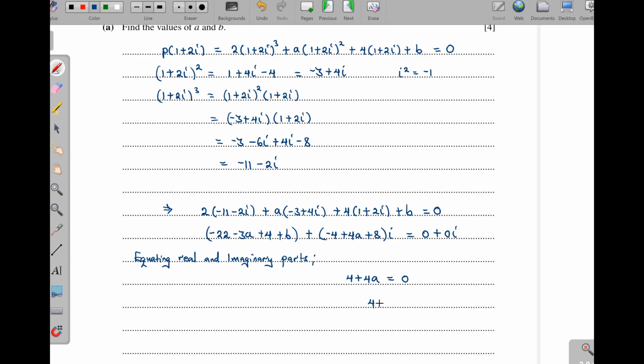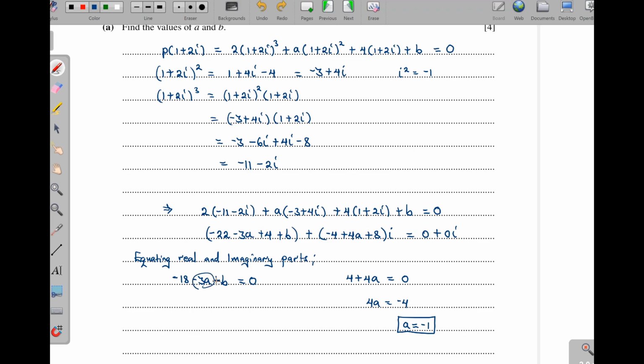So meaning here our 4a shall be equal to negative 4, when this crosses the equal sign, and then dividing all through by 4, we shall get a equals negative 1. Next we come to the real part. We have negative 22 plus 4, which is negative 18, then minus 3a, then plus b. This will also be equal to the 0 here, the real part.